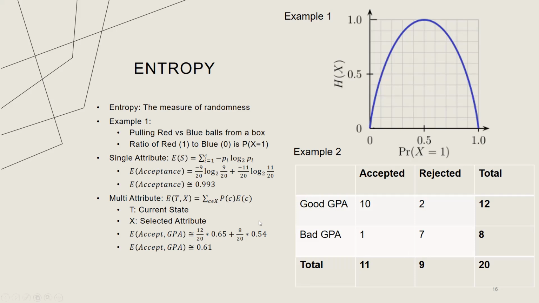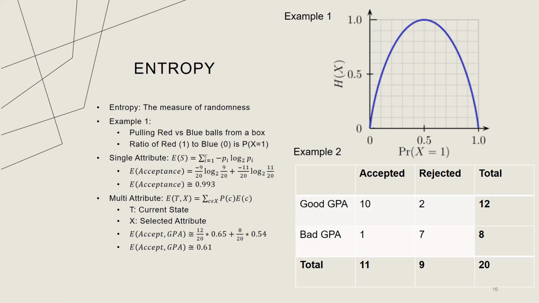All right, and then same thing with a bad GPA. When we look at the entropy with respect to the GPA, we can see that entropy is a lot lower again. It's 1 in 7, like the example of pulling red and blue balls out. It's going to be a lot lower randomness. We combine that together, and now we have our multi-attribute entropy. So that's the entropy of acceptance with respect to GPA, where our acceptance is our state and our attribute is the GPA. That's about 0.61.